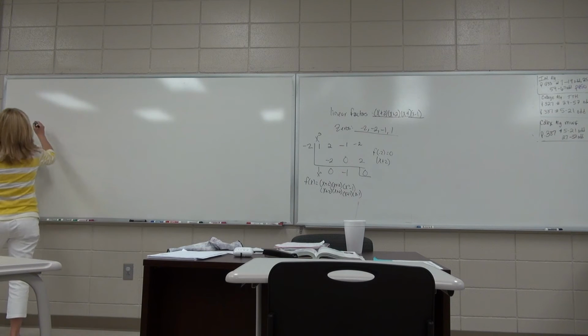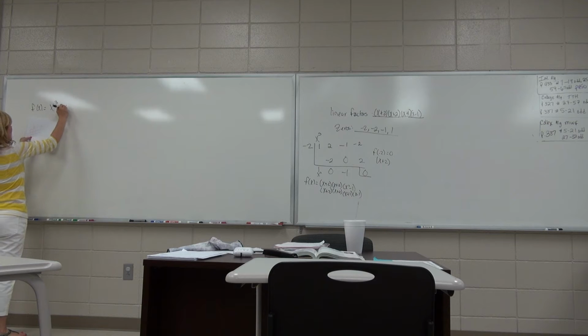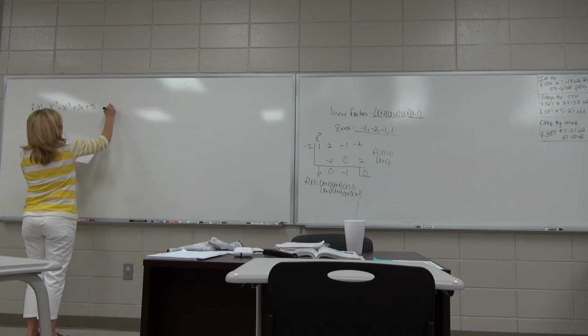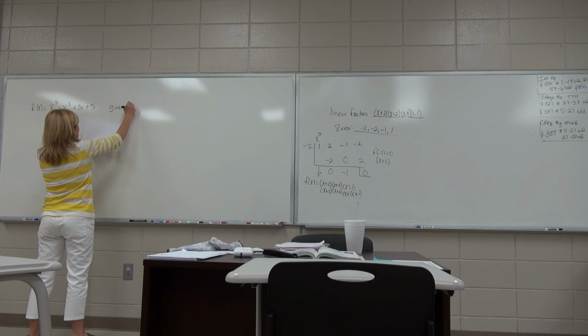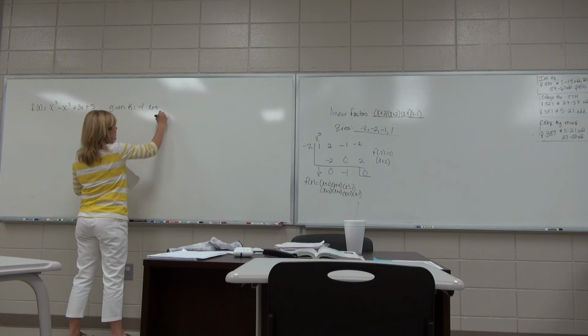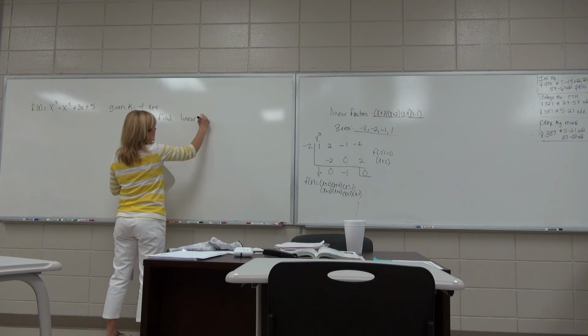If you were given f of x is equal to x cubed minus x squared plus 3x plus 5, and you're given that k equal -1 is a 0, you're going to find the linear factors and the zeros.